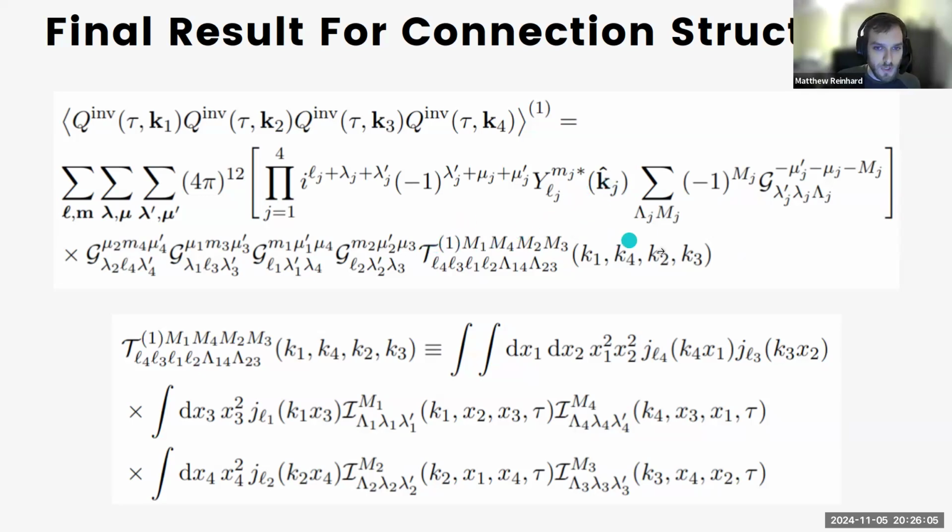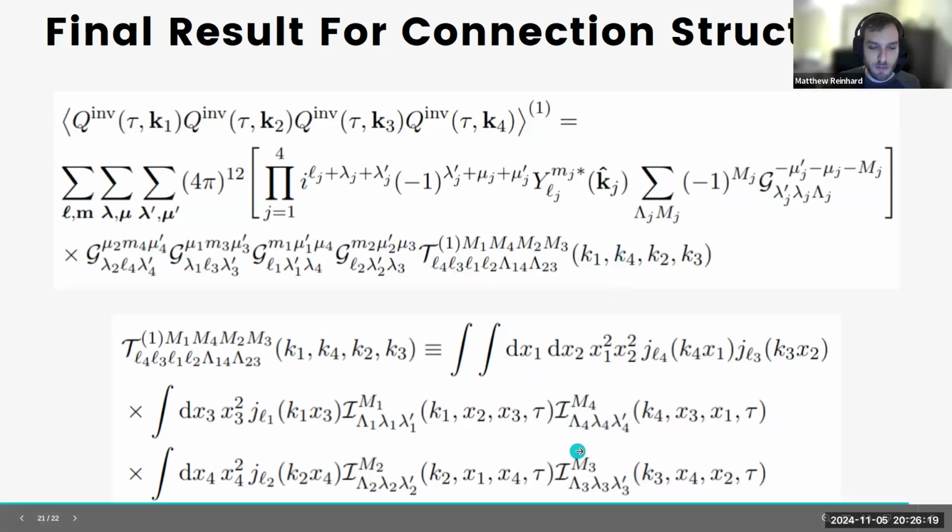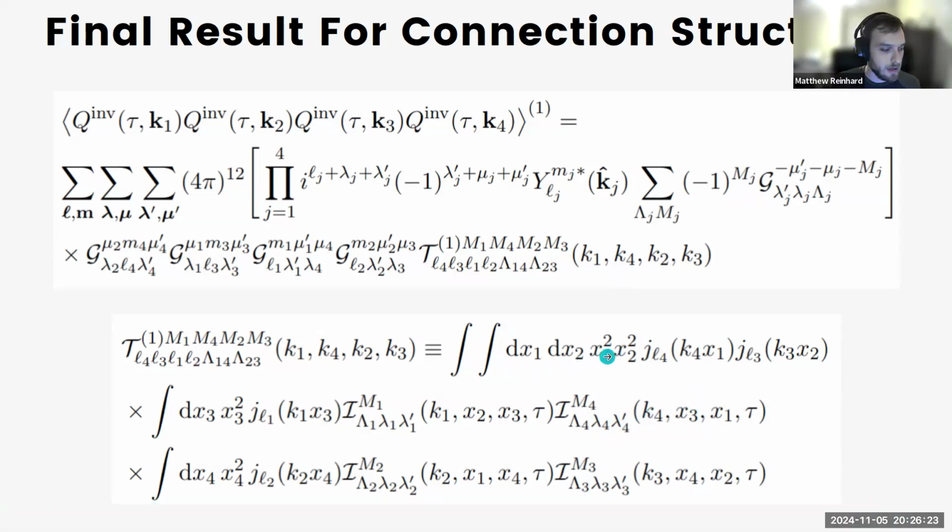So all of the dependence on the magnitudes of the momenta are given here in this tau function, which is given at the bottom here. And this tau function and the ones that we get for the other three reference diagrams, they're at worst 6-dimensional integrals. So we have a really huge improvement in the numerical complexity of these integrals.